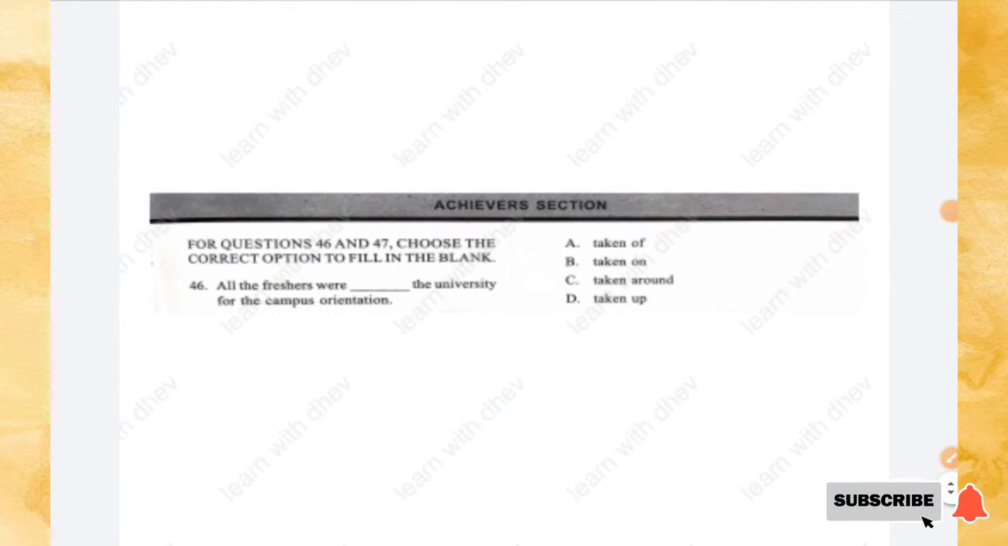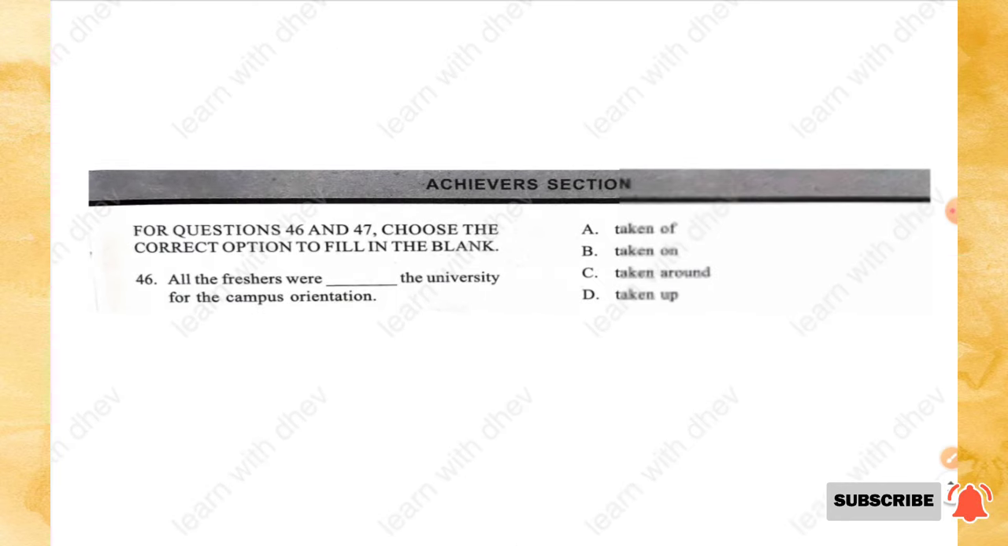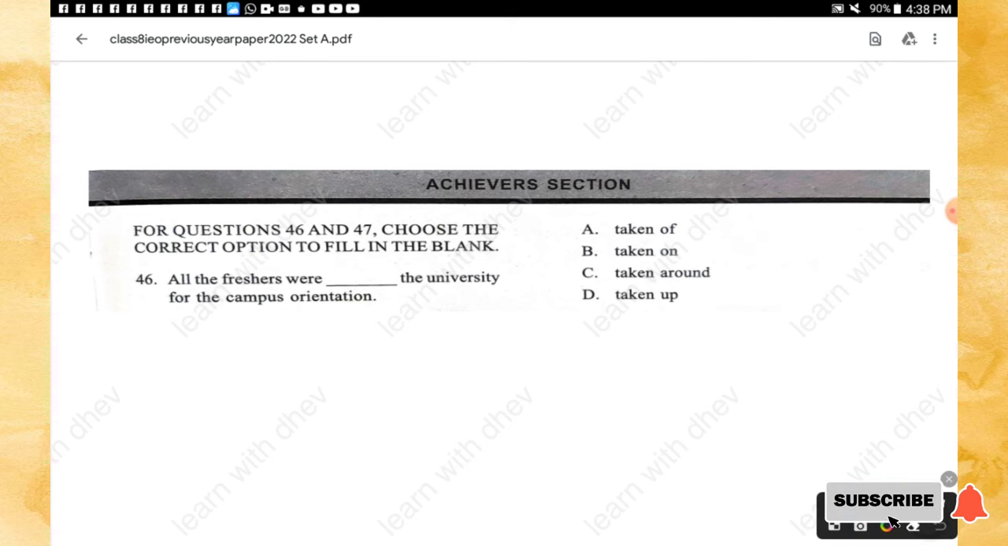The last section is the Achiever section. For questions 46 and 47, choose the correct option to fill in the blank. Question number 46. All the freshers were to be filled up the university for the campus orientation. Options are taken off, taken on, taken around, taken up. The right answer is option C. All the freshers were taken around the university for the campus orientation.